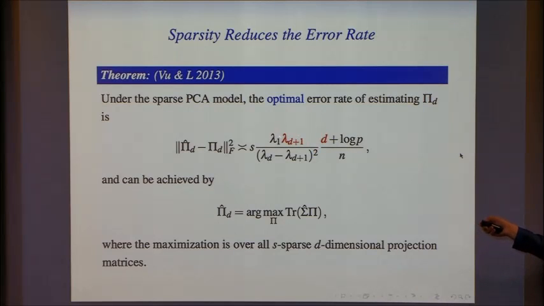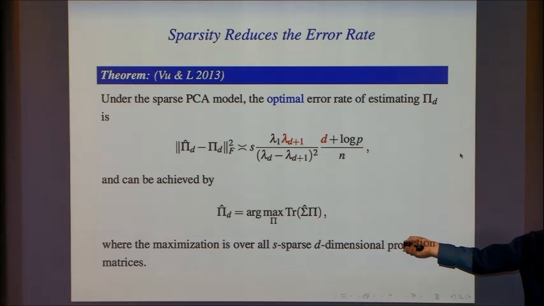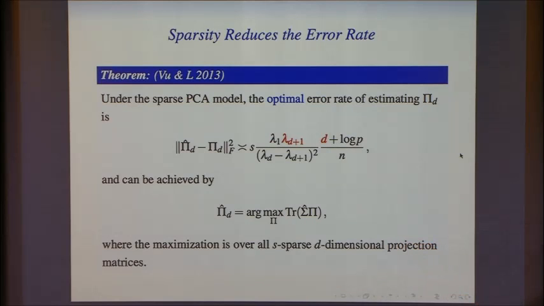And also, it's interesting to see the lambda D plus 1 here. That's another tricky part, because imagine if lambda D plus 1 is 0, then the data itself is in D dimension, so there is 0 error, right? And this minimax optimal rate is achieved by the sparsity constrained projection matrix in the PCA problem, right? If we maximize this trace of sigma hat times pi over all d-dimensional projection matrices, that's the regular PCA, and we add a further sparsity constraint.